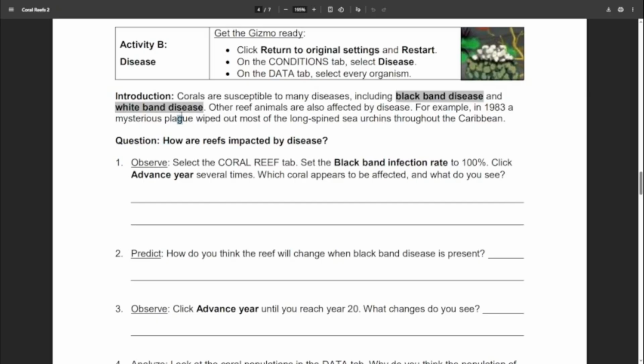Question. Alright. Coral reefs are susceptible to many diseases, including the black band disease and the white band disease. Other reef animals are also affected by the disease. For example, in 1983, a mysterious plague wiped out almost all the long-spined sea urchins throughout the Caribbean. Question. How are reefs impacted by disease?